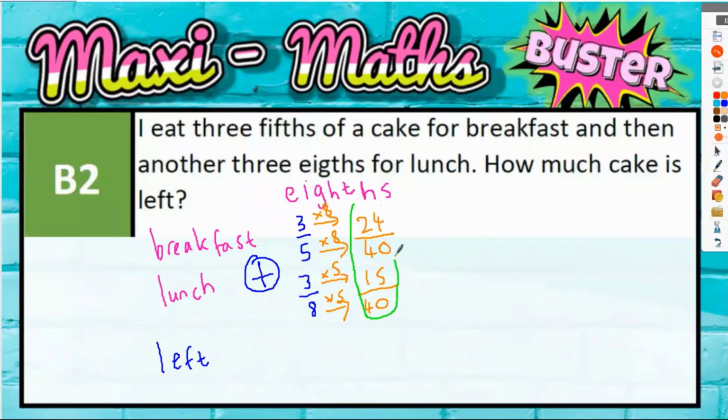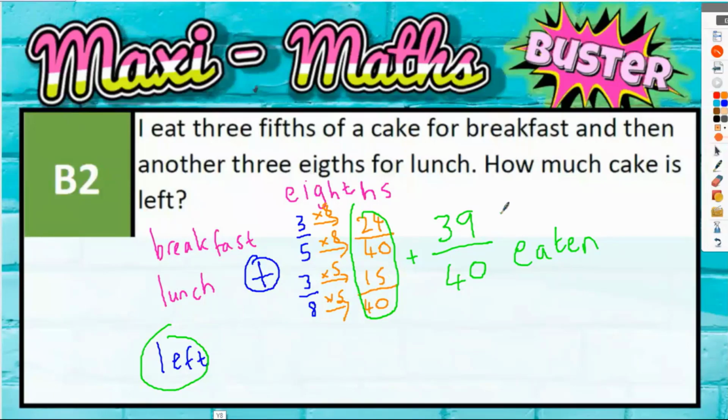So we now need to add these together. Now we've got two equivalent fractions in 40ths. So 24/40ths add 15/40ths is obviously going to be in 40ths. 24 add 15 is going to give you 39. So 39/40ths of the cake have been eaten, but it is asking what fraction is left.